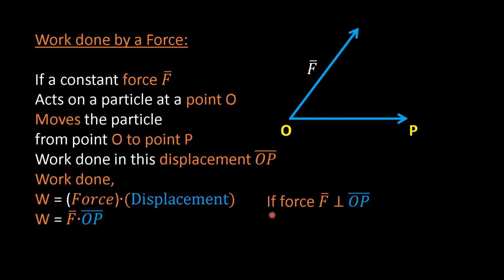And if the force F bar is perpendicular to OP bar, then the work done will be 0, because we know that the dot product of two perpendicular vectors is 0.